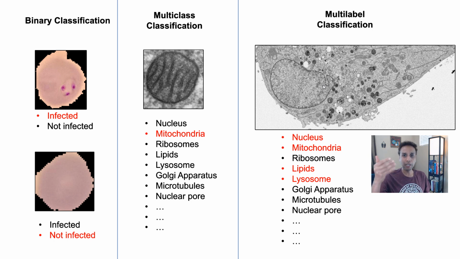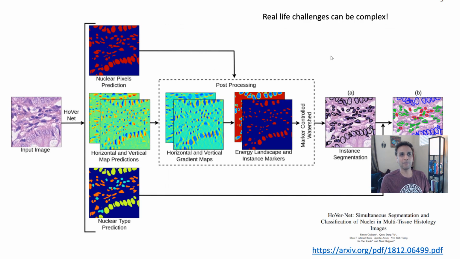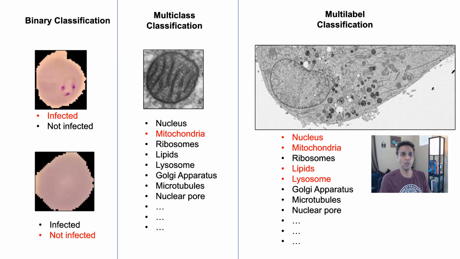So you can have multiple labels, except each label has a probability, and those probabilities don't need to add up to 1. It can just be that, okay, this is 80% a romance movie, and it has 60% of action in it, and so on. So this is multi-binary, multi-class, multi-label, and in fact, real-life challenges can be very complex. It's not just one of these. It could be a combination of these.